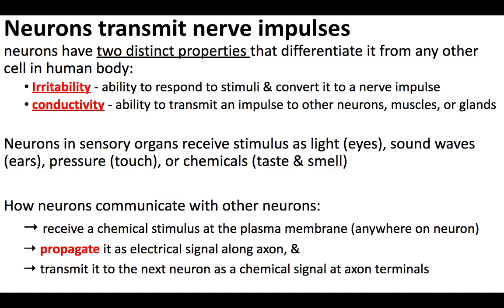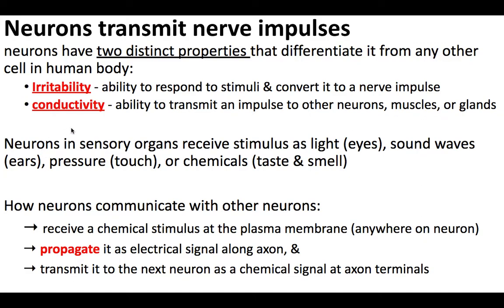How do neurons transmit nerve impulses? Well, they have two distinct properties that make them different from any other cell in your body. First, they're irritable, so their special shape, their structure, allows them to respond to stimuli and convert those stimuli to nerve impulses. They're also conductive, which means that they're able to transmit nerve impulses to other neurons, muscles, or glands.